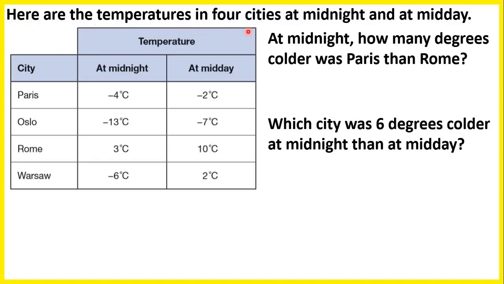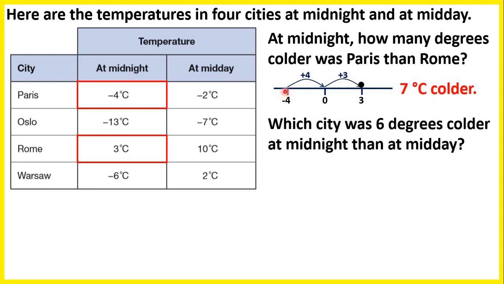Here are the temperatures in 4 cities at midnight and at midday. At midnight, how many degrees colder was Paris than Rome? So we can see that at midnight is this column here, so we can find Paris and Rome. And we can see that the temperature in Paris was -4 and the temperature in Rome was 3. So from -4 we can add 4 to get to 0 and then add another 3 to get to 3. So to get from -4 to 3 we need to add 7 altogether, because if we add 4 and then 3, that's the same as adding 7.